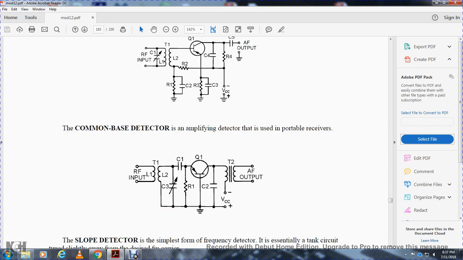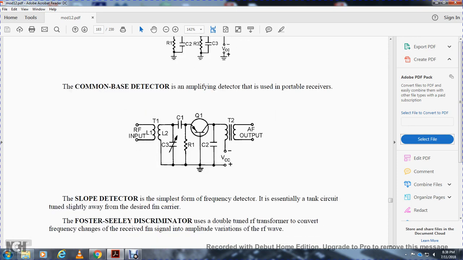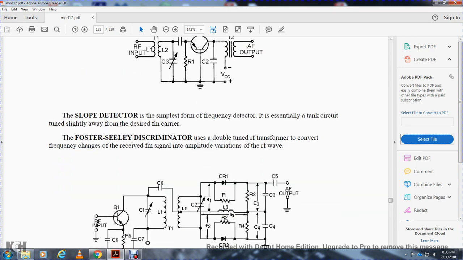Slope detector, the simplest form of frequency detector, is sensitive to the tank circuit if it is tuned slightly away from the desired frequency. Frequency demodulators: the Foster-Seeley discriminator, with a double-tuned radio frequency transformer, converts the frequency variation into amplitude variation of the radio frequency wave.